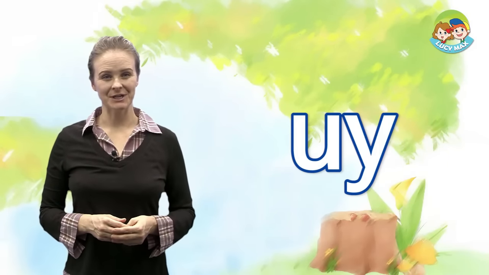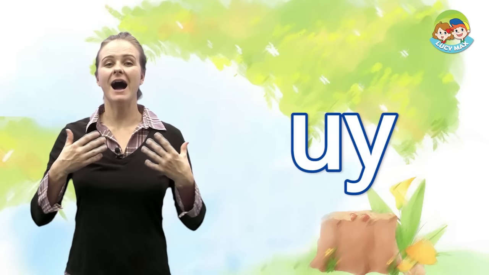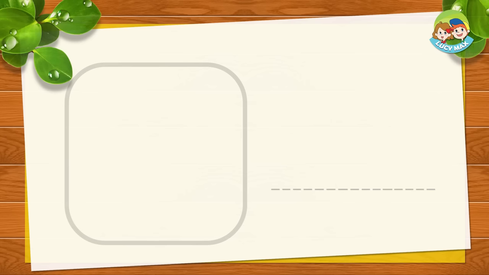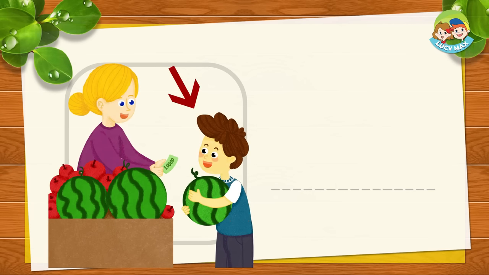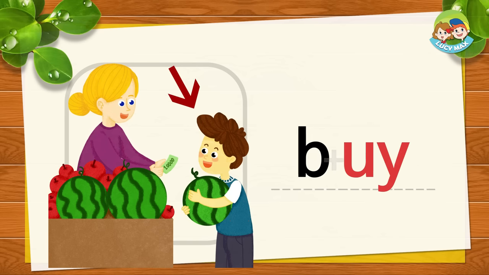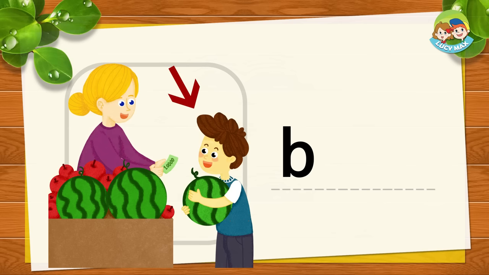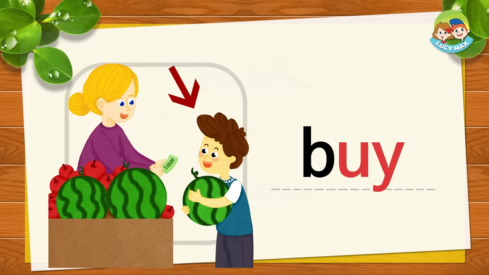When the letter U is with Y, it can make the I sound. Look at the pictures with U, Y, I sound. Look at the boy. He gives money to the woman and gets a watermelon. He buys the watermelon. B and I together is buy. B, I, buy. Now you try.